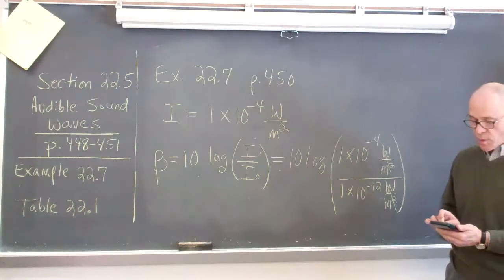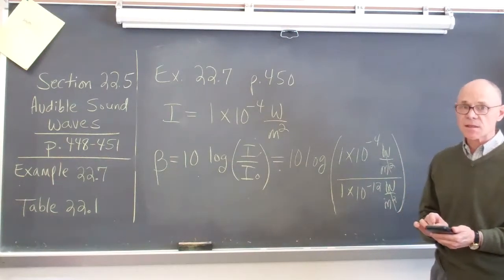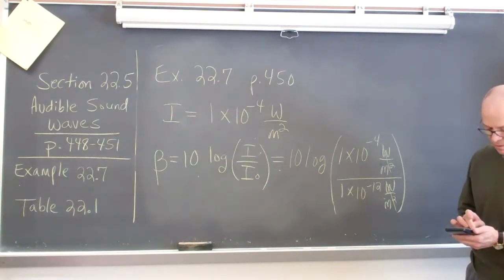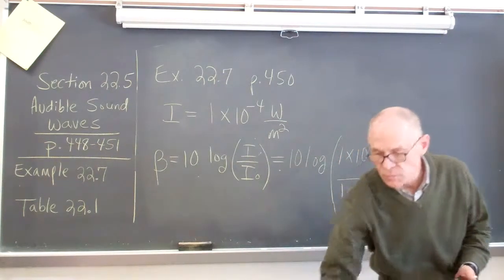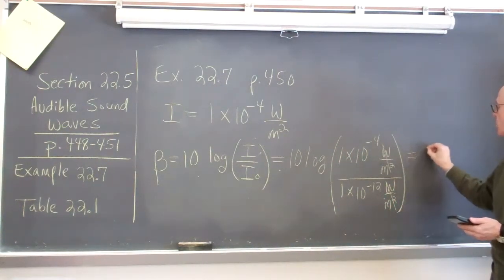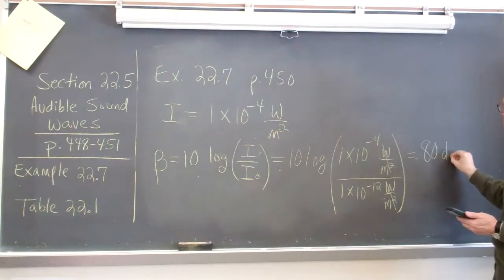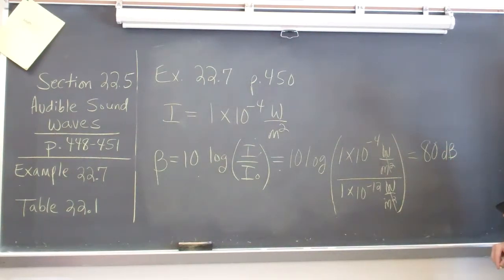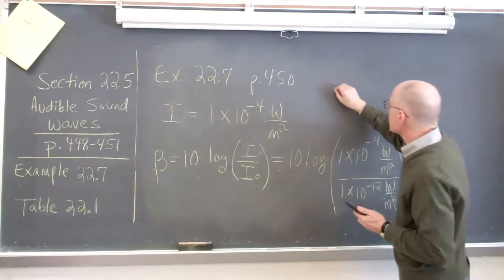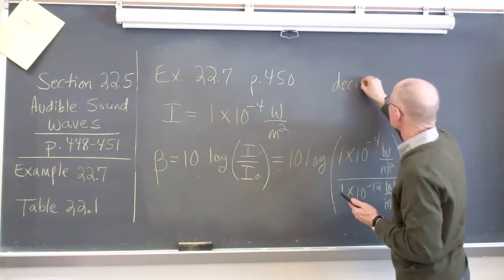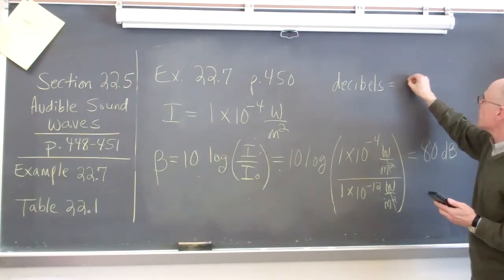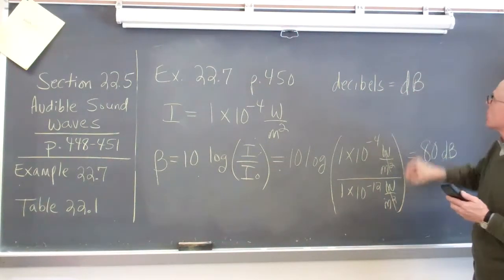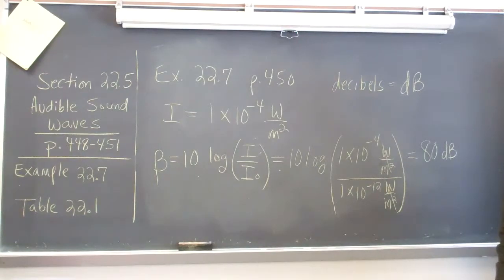So right now, before I multiply by 10, I have the number 8. Multiply by 10, and I get 80. So the answer is 80 decibels. Decibels is typically abbreviated lowercase d, uppercase B, dB.